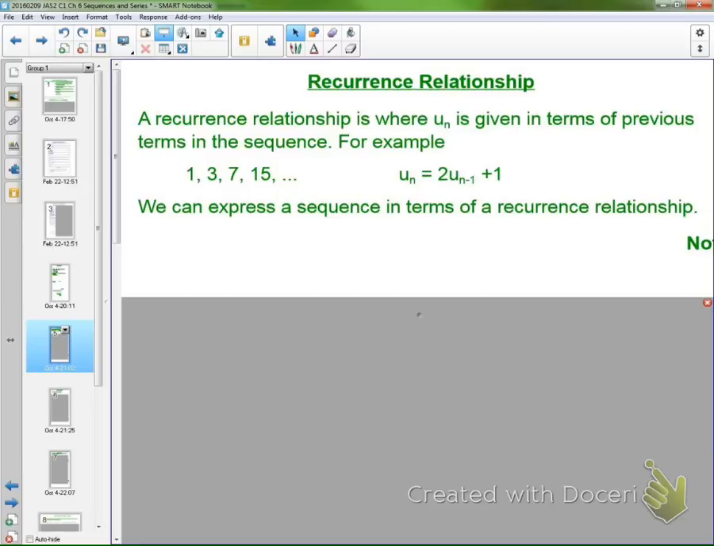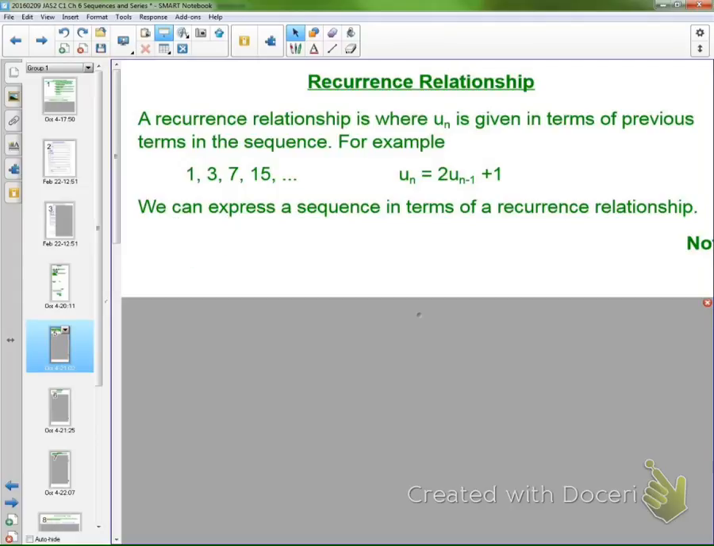So if we wanted to find u5, we know that it would be twice u4 plus 1, which is 2 times 15 plus 1, which gives us 31. And then using this relationship, we could generate the entirety of the rest of the sequence, if we wanted to.